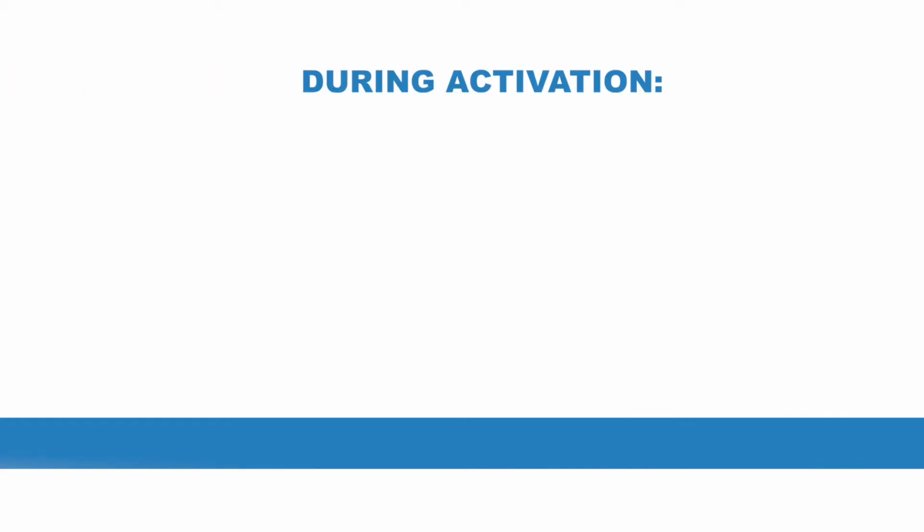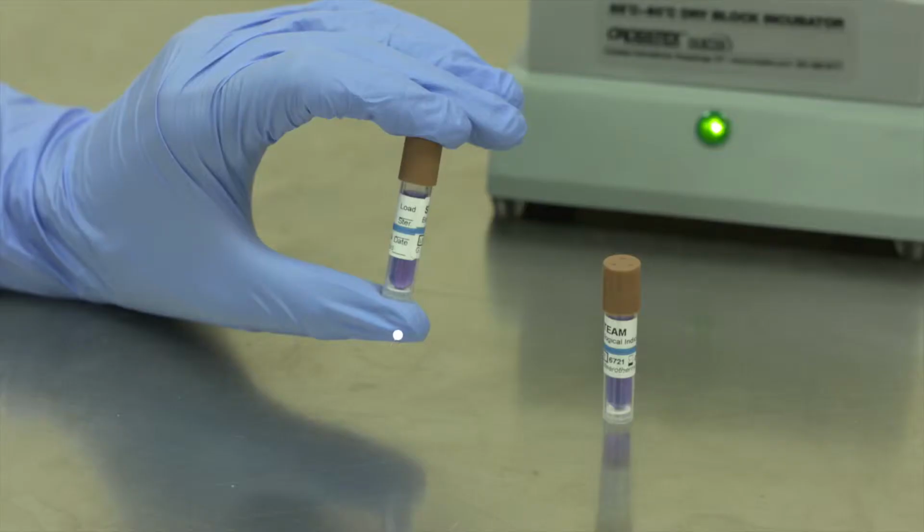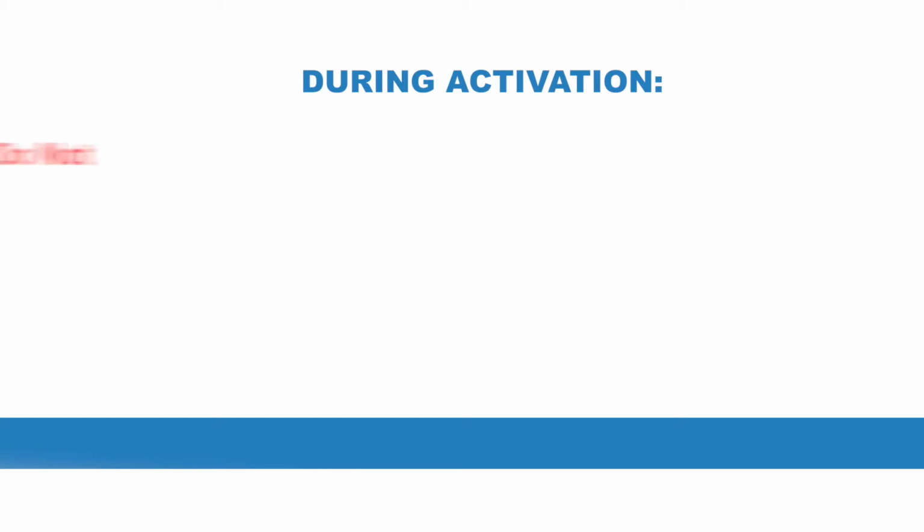During the activation process, remember to follow these two guidelines. First, always maintain the SCBI in an upright position. If the liquid growth media within the SCBI vial comes into contact with the filter located at the top of the cap, this could lead to false positives. Shaking, dropping, or inverting the activated vial at any time during the incubation could cause the filter paper in the cap to become saturated, potentially leading to contamination.